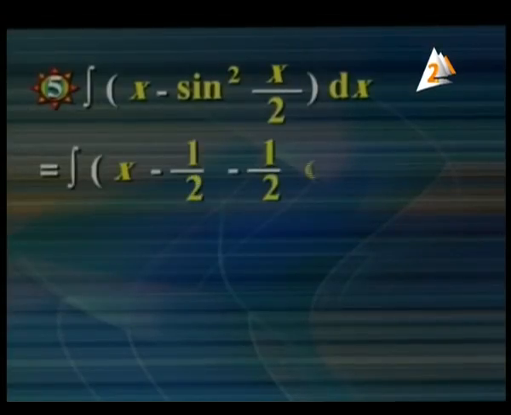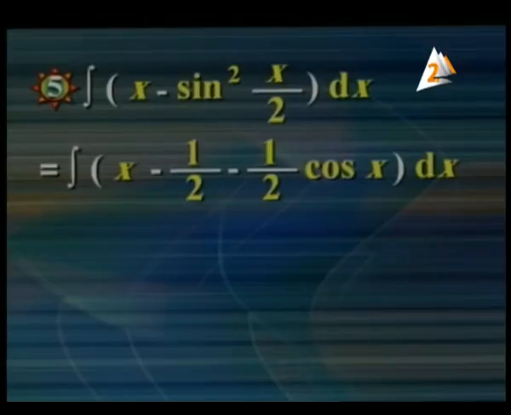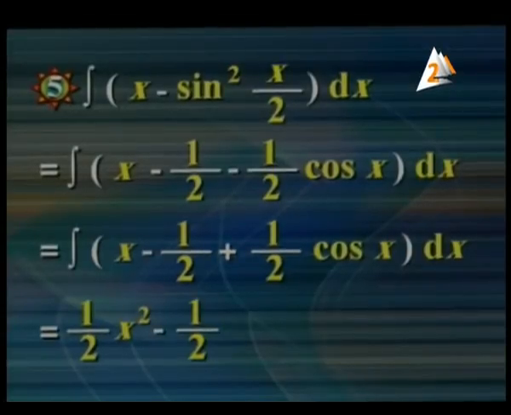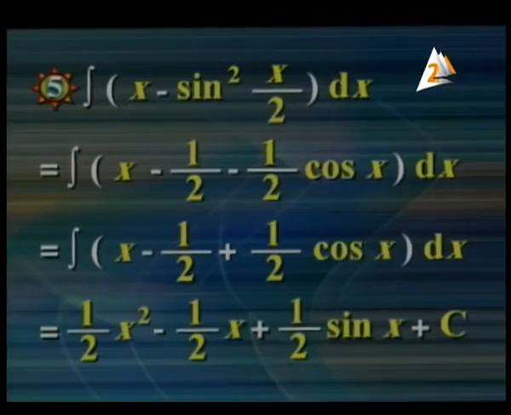After that, look at number 5. Integration of the bracket containing x minus sine squared x over 2, dx. We change sine squared x over 2 to 1 over 2 minus 1 over 2 cosine x dx. After that, integration of x minus 1 over 2 plus 1 over 2 cosine x is 1 over 2 x squared minus 1 over 2 x plus 1 over 2 sine x plus c.